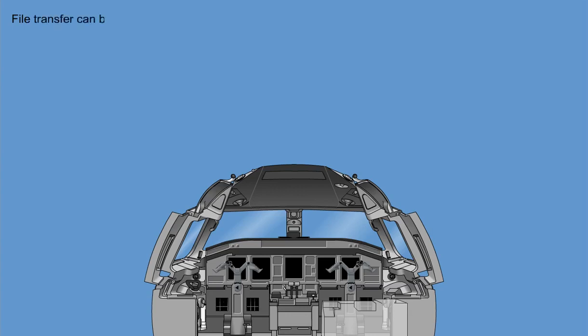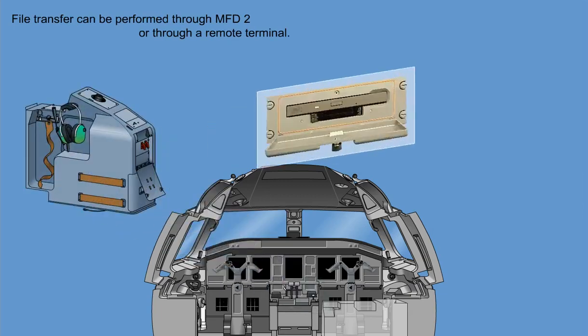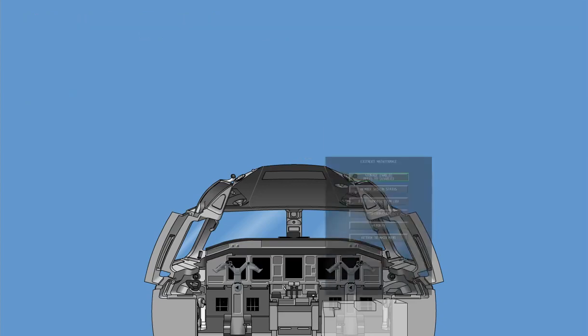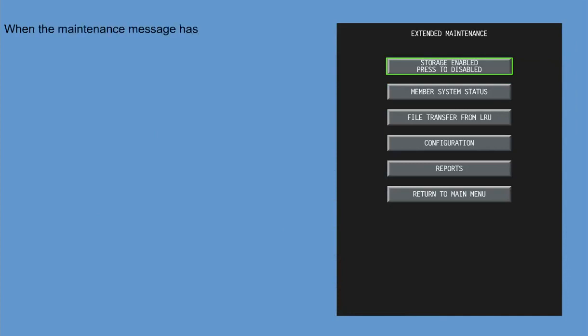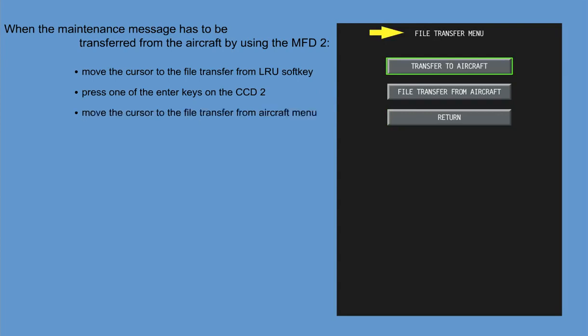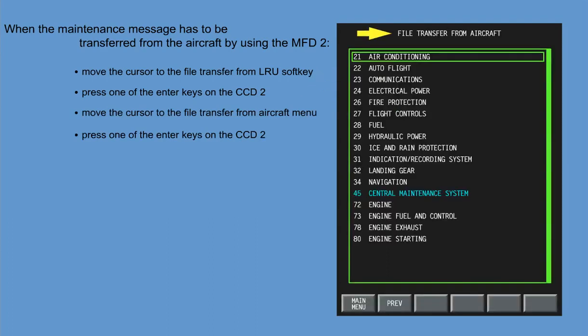File transfer can be performed through MFD2 or through a remote terminal. Before starting the procedure, make the aircraft safe for maintenance and place a PCMCIA card in the DMU. When, for example, the maintenance message has to be transferred from the aircraft by using the MFD2, move the cursor to the File Transfer from LRU soft key and press one of the Enter keys on the CCD2 to open the File Transfer menu. Move the cursor to the File Transfer from Aircraft menu and press one of the Enter keys, CCD2, to open the File Transfer page.